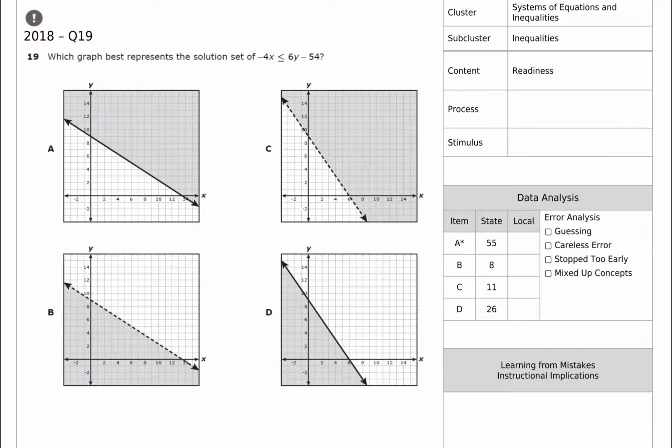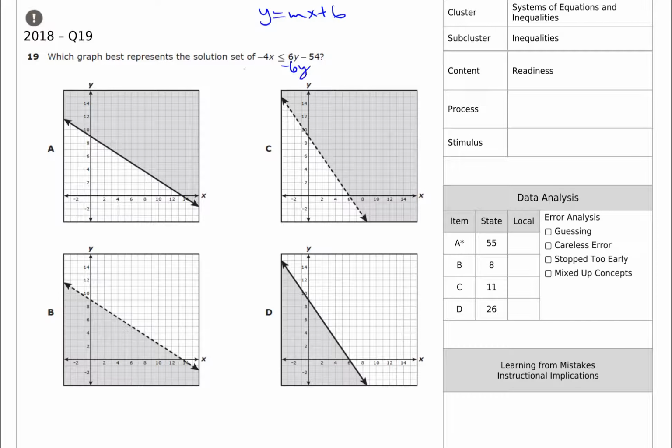The only difference is we need to turn this into slope-intercept form so that we know what it looks like to graph it. So let's do that. For slope-intercept form, y equals mx plus b, we need the y to be at the front, the x to be at the end with the regular numbers. So let's bring this y over.